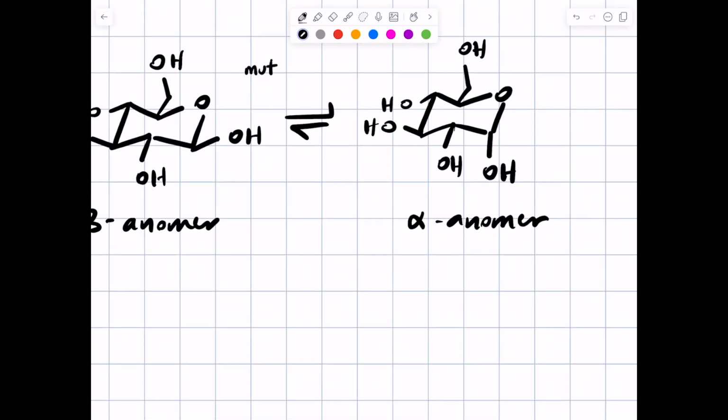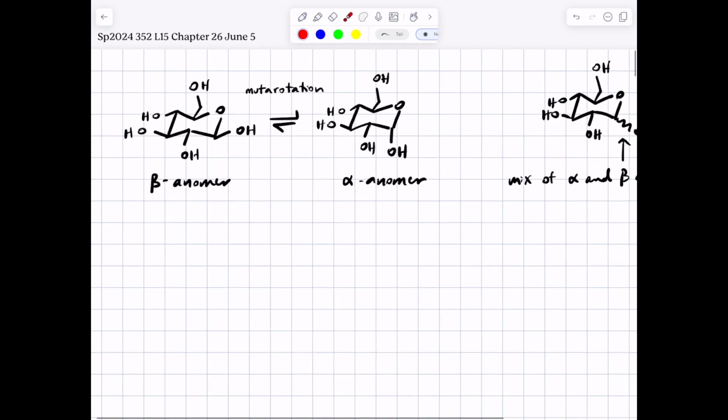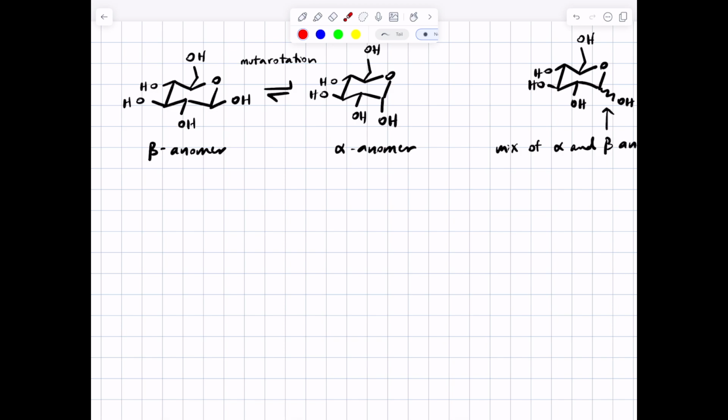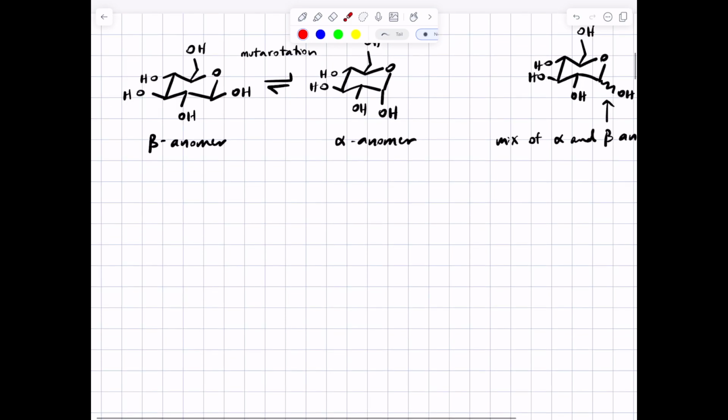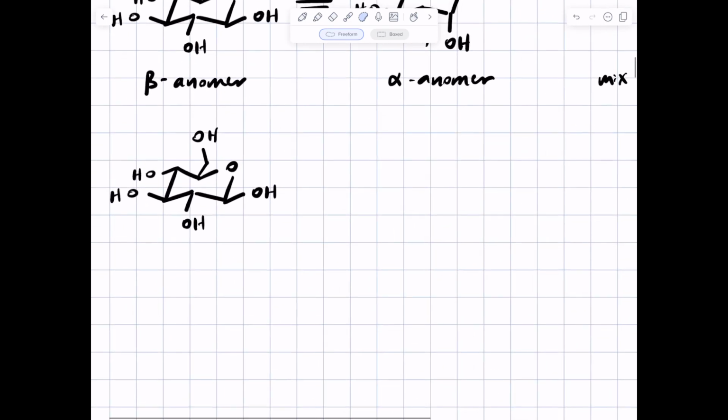This process has a name. It is called mutarotation. Mutarotation, in the sense that it's not really a rotation. You can't get from the alpha to the beta anomer and vice versa by rotating around any carbon-carbon bonds. But mutarotation can happen via a couple of different ways, and they all have to do with acetal formation. So let me show you one way that we can interchange between the alpha and the beta anomers, and then I'll show you another way, and then we'll move on.